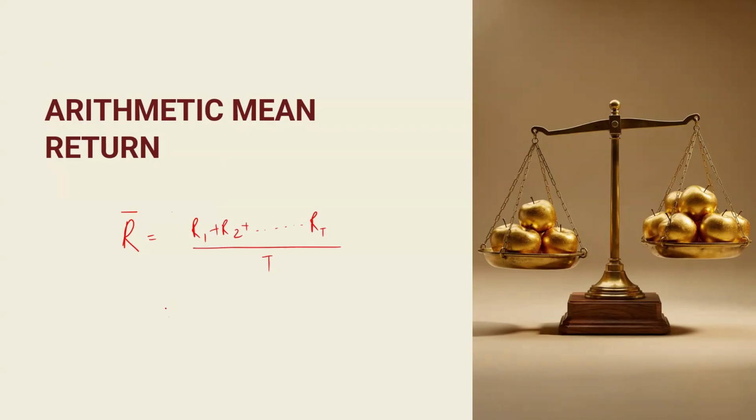If we take an example, let's say I give you three returns. The first year return is, say, negative 60%. The next year return is, let's say, plus 40%. And then you have R3 as, say, 30%.